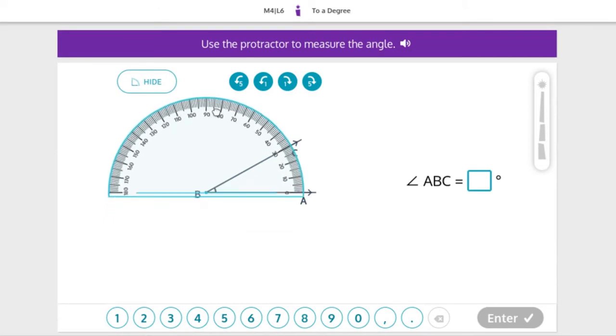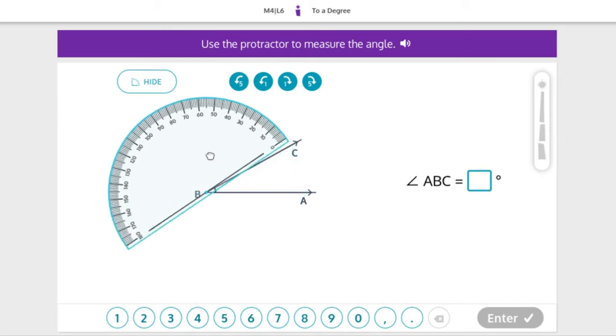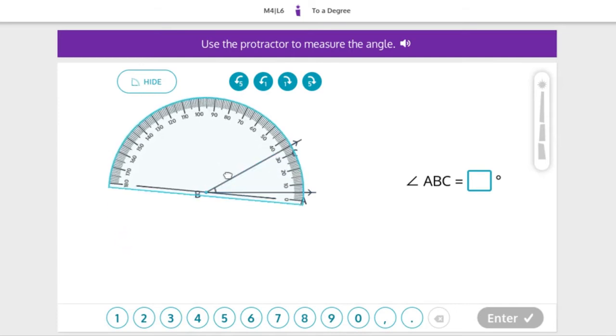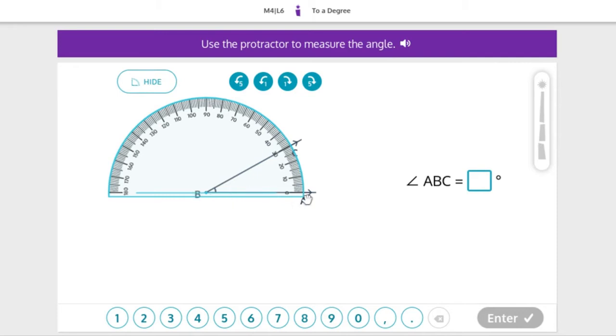You notice the dot is right there. This middle dot is set up on the vertex of that angle, where those two rays meet. It's exactly right there. And I have to line up this bottom line with the bottom line of the angle, that bottom ray. Notice how that's on 0. It has to be on 0. You cannot just do this. That solid line has to match up on the 0. So the solid lines match.